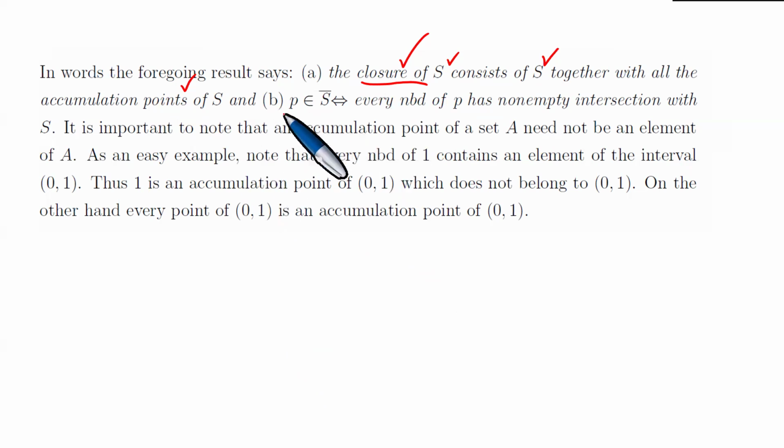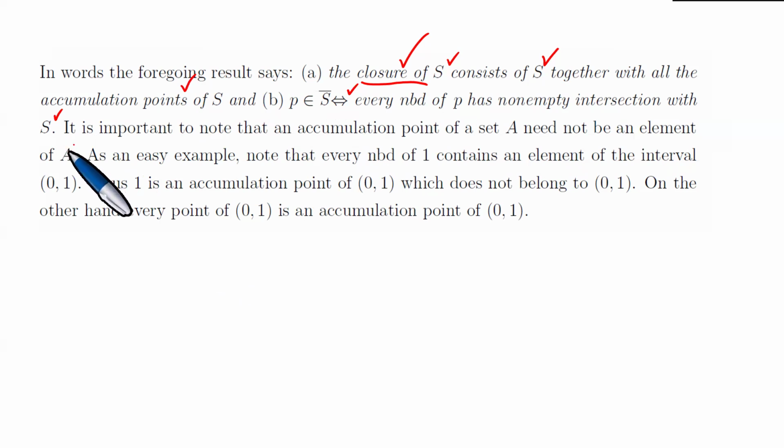Next, in part B, P is an element of the closure of S if and only if every neighborhood of P has a non-empty intersection with S. In other words, the foregoing result says that if P is an element of the closure of S, the necessary and sufficient condition is that every neighborhood of P has non-empty intersection with S.